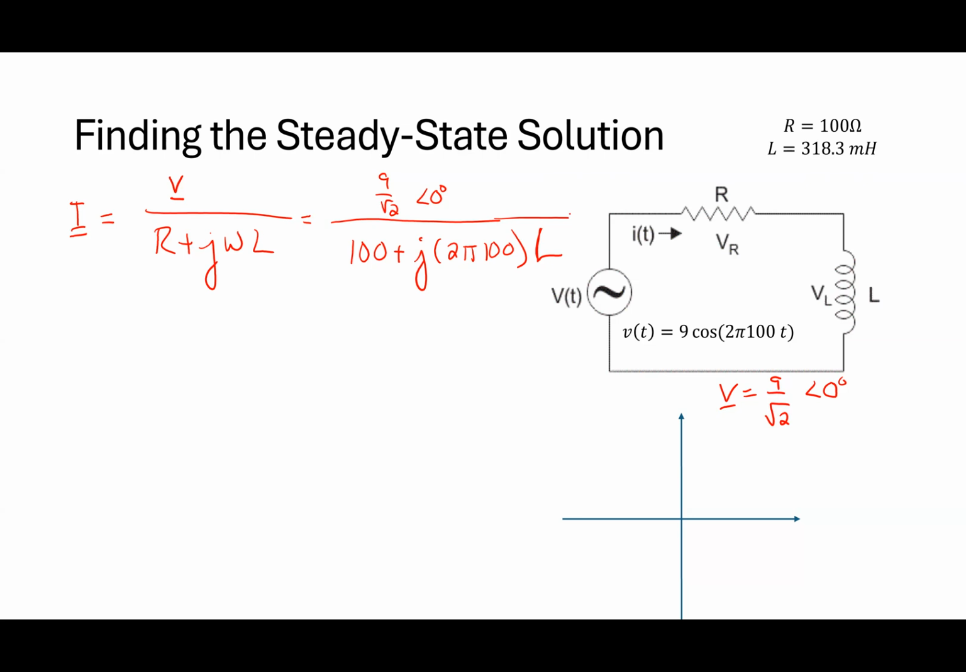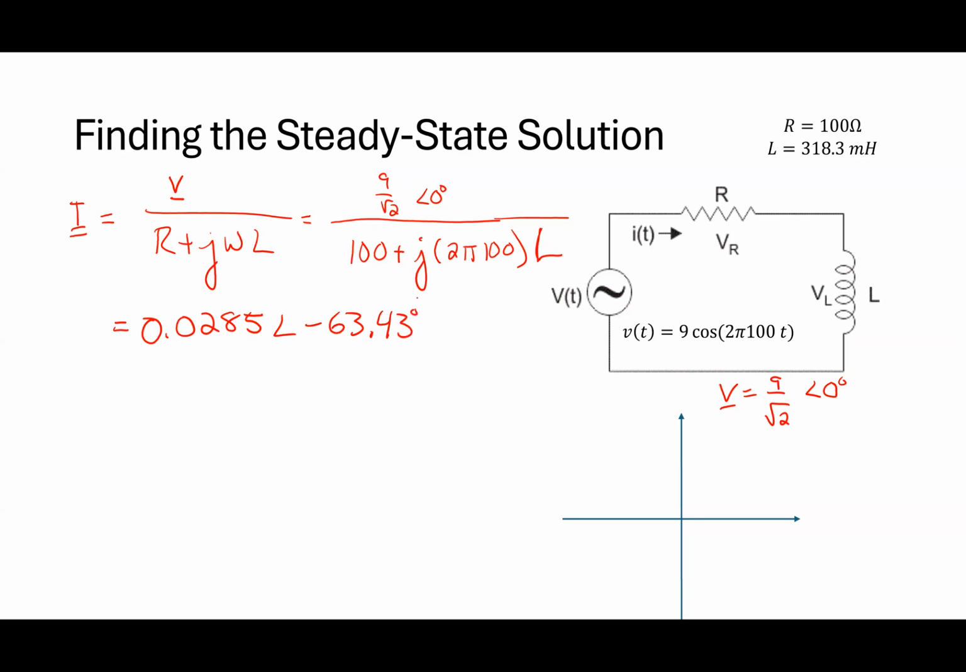Chances are a lot of you would put it in the calculator or MATLAB or whatever. And what would I get for this? What I get when I do the math is that this works out to 0.0285 with an angle of negative 63.43 degrees. Okay. All right.